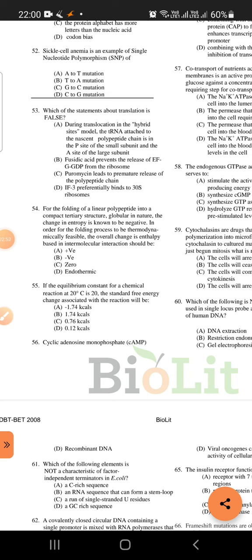B is saying fusidic acid prevents release of EF-G-GTP, yes it does so. And C is puromycin, that is, puromycin causes premature release of the polypeptide chain. And D, IF3 preferentially binds to the 30S ribosome, it is also correct. So the false one will be A.